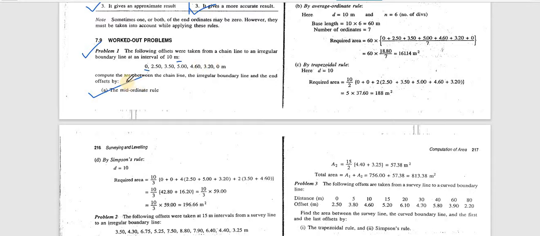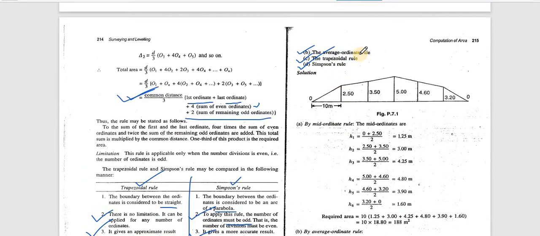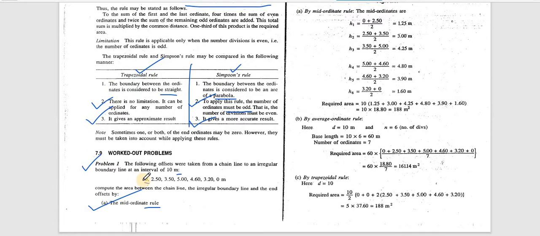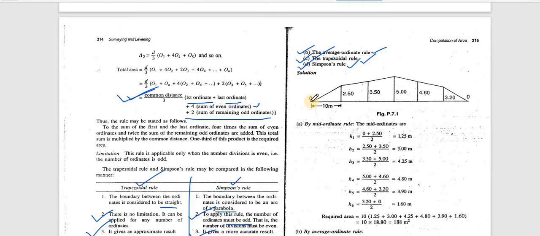We need to find the area between the chain line, the irregular boundary line and the ends of the offsets. We compute the area with the help of the mid-ordinate rule, the average ordinate rule, the trapezoidal rule and the Simpson rule. In the mid-ordinate rule, first draw the diagram based on the values. The first value is 0 and the last value is 0. The second value is 2.5, with a common distance of 10 meters. Then 3.5, 5, 4.6 and 3.2.